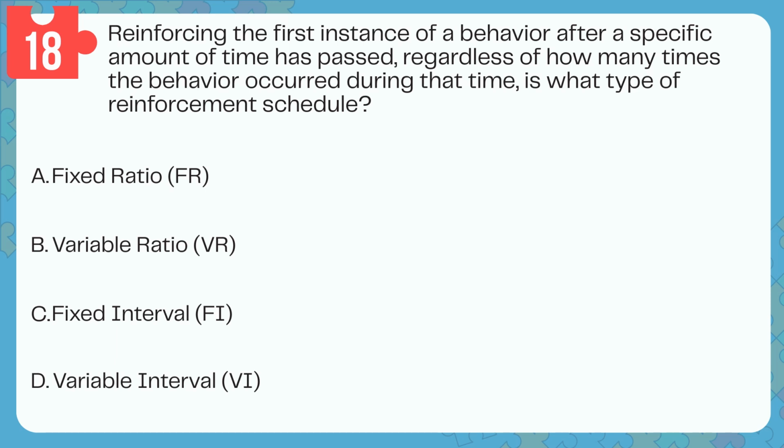Reinforcing the first instance of a behavior after a specific amount of time has passed, regardless of how many times the behavior occurred during that time, is what type of reinforcement schedule? A. Fixed ratio, FR. B. Variable ratio, VR. C. Fixed interval, FI. D. Variable interval, VI.